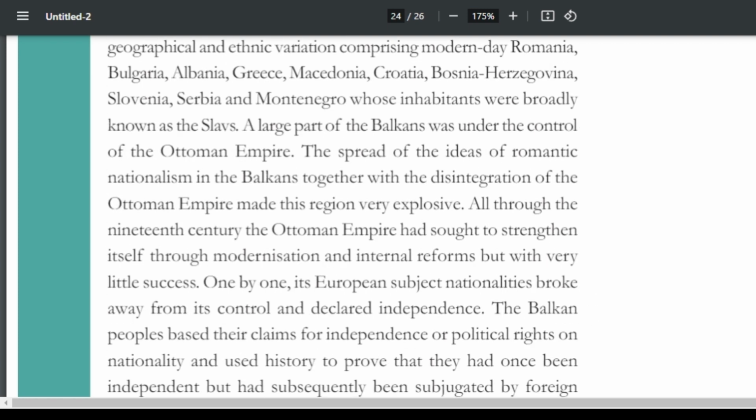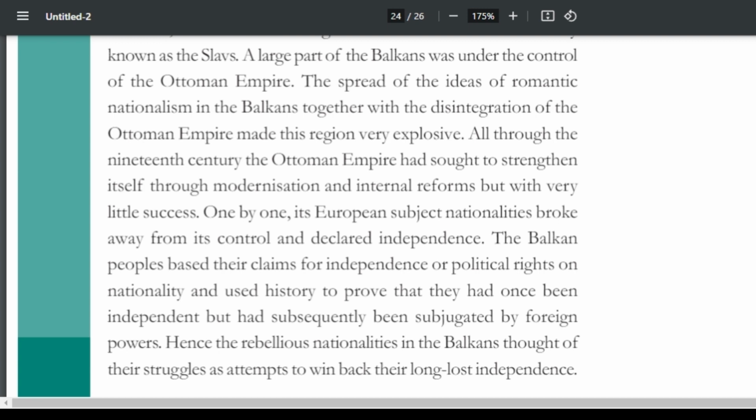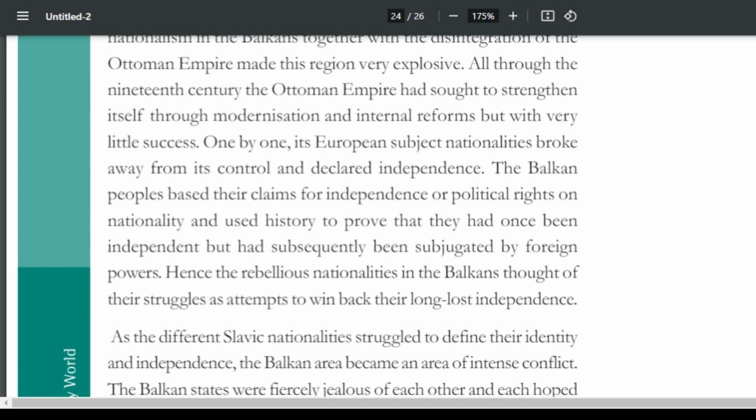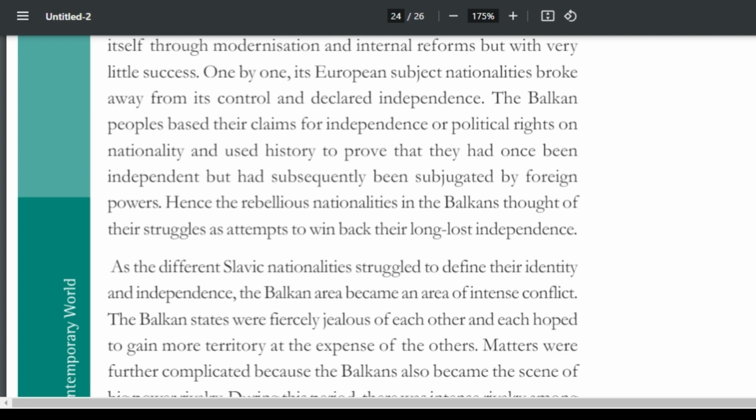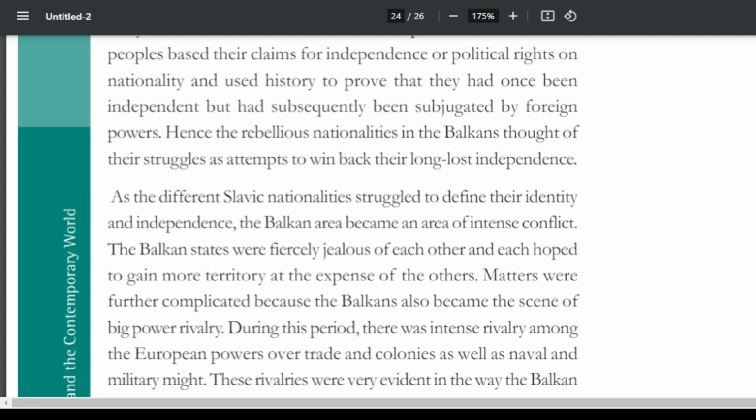All through the 19th century, the Ottoman Empire had sought to strengthen itself through modernization and internal reforms, but with very little success. One by one, its European subject nationalities broke away from its control and declared independence. The Balkan people based their claims for independence or political rights on nationality and used history to prove that they had once been independent but had subsequently been subjugated by foreign powers. Hence, the rebellious nationalities in the Balkans thought of their struggles as attempts to win back their long lost independence.